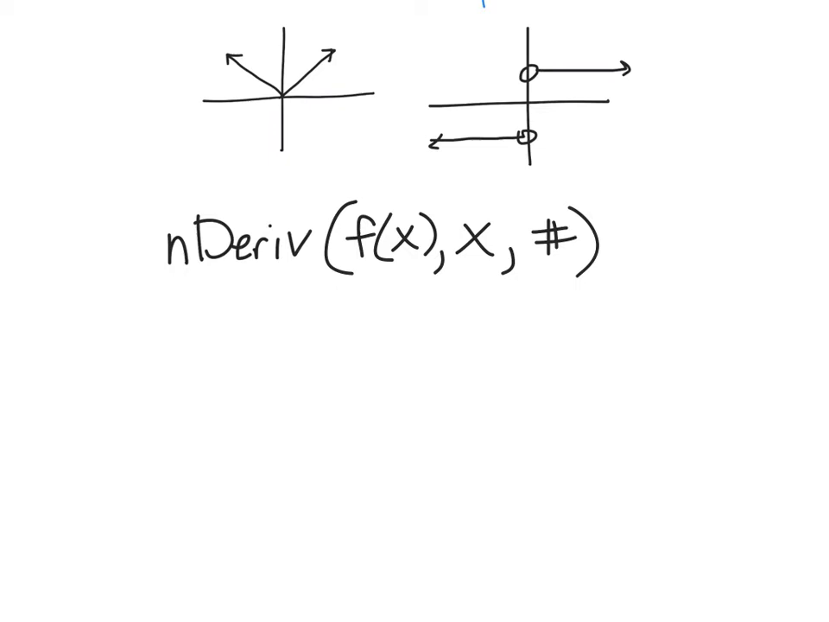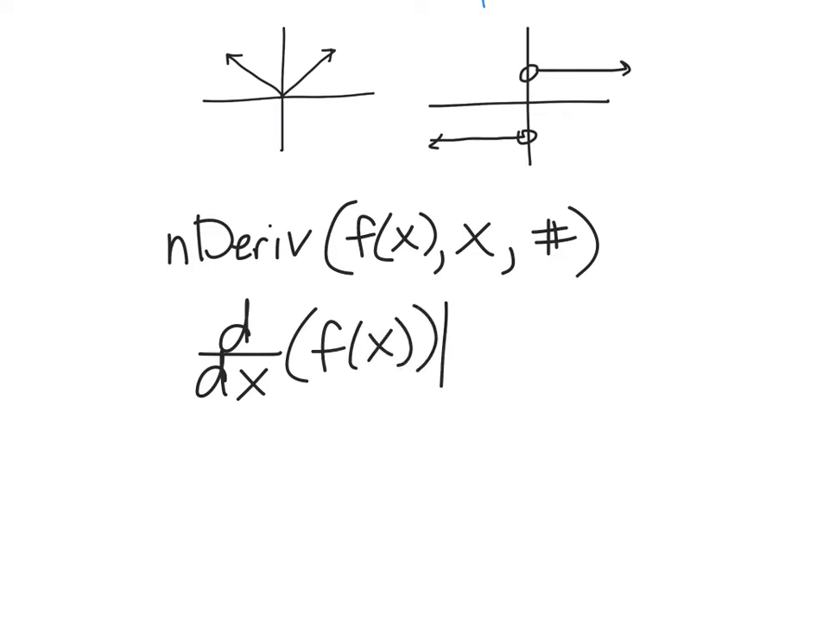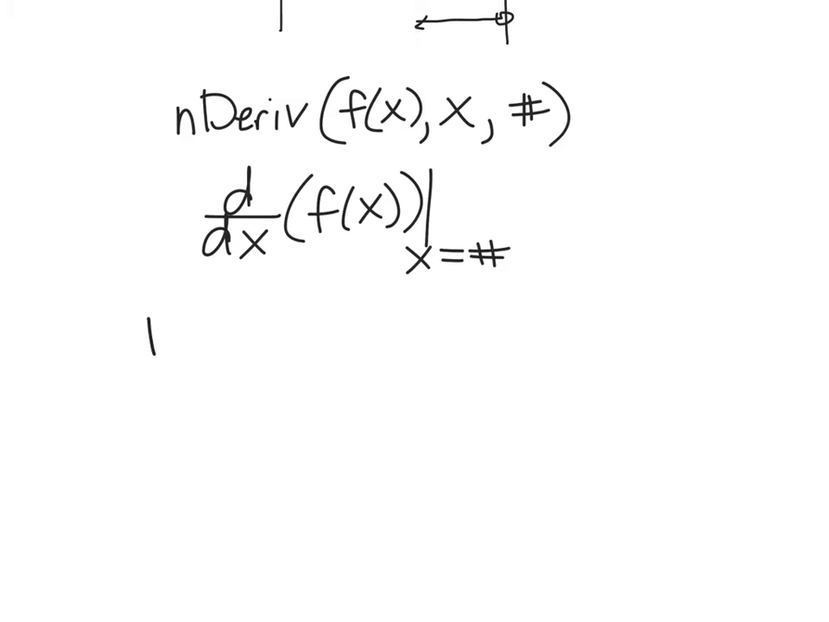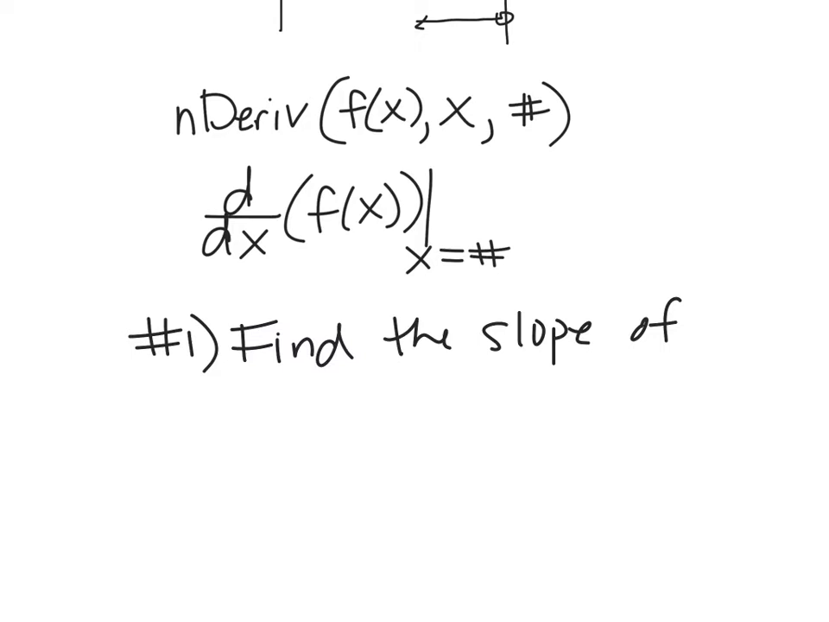If you have a new calculator, it's going to look like this. D, and you're going to put x in. In this parentheses, you'll put in f of x, the function, and then it'll say at x equals whatever the number is, okay? So, for example, let's do one. Number 1. Suppose I want to find the slope of the tangent. Okay, don't forget the slope of the tangent and the derivative, same exact thing. Okay, find the slope of the tangent at a specific point.